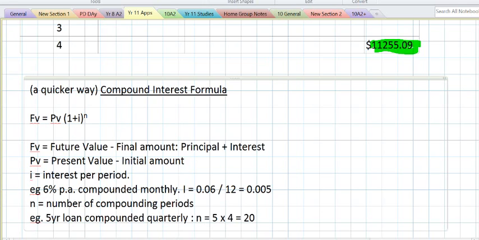So a 5-year loan compounded quarterly will be 5 years times 4, which is 20. N would equal 20.